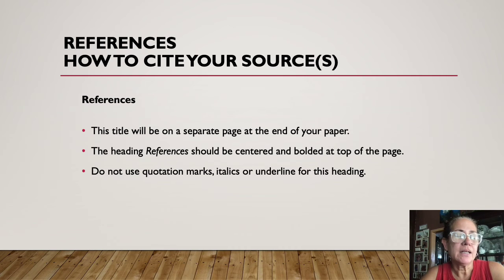Now what is that? Now, everything is not complete. You can't avoid plagiarism if you don't also provide a references page for APA papers. So this title will be on a separate page at the end of your paper. The heading references should be centered and bolded at the top of the page. Again, no underline, no all caps, no italicized or quotation marks. Very simple. Just like the example right there on this particular slide. Do not use quotation marks, italics, or underline for this heading.